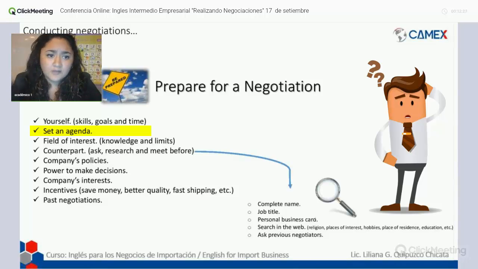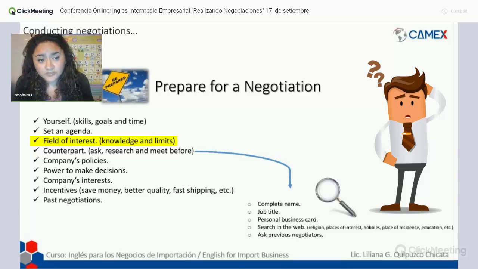Then another tip that you can do in order to prepare for a negotiation is to know the field of interest. In this case, to have knowledge and know the limits. For example, if I'm going to sell pens, I have to know about the pens, right? I have to know if I have limits, for example, maybe I don't know the chemical composition of what is inside a pen, that's my limitation. But if I know that a person I'm going to talk to needs that information, I can prepare myself. And if I am not able to prepare myself for that because it is not my field of knowledge, I can bring someone else with me to help me with that.